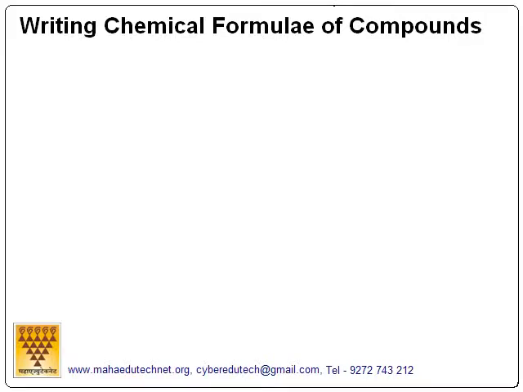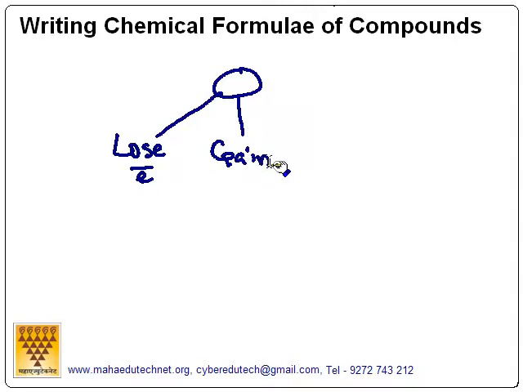Atoms of elements complete their octet or duplet state in three ways. They can either lose their electrons, they can gain electrons, or they can share electrons.